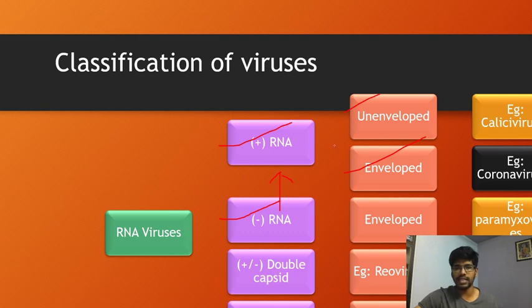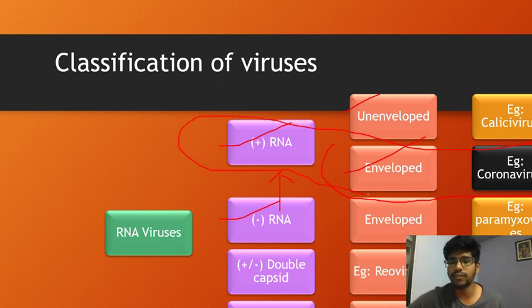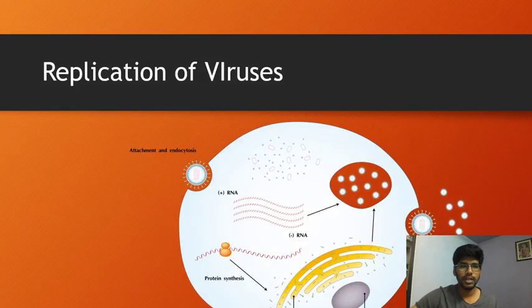We have unenveloped and enveloped, like we already discussed, and the examples are caliciviruses and coronaviruses. The coronavirus is an enveloped, RNA-based, positive strand virus. That means the genetic material of the coronavirus will not be integrated into the genetic material of the host. Clear? But HIV, the retroviruses, will be integrated within the genetic material of the host.